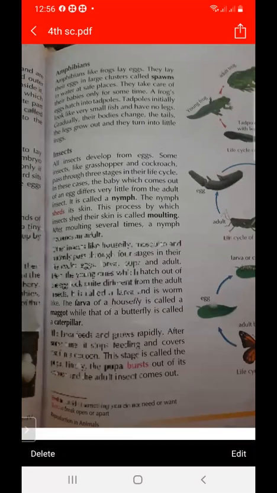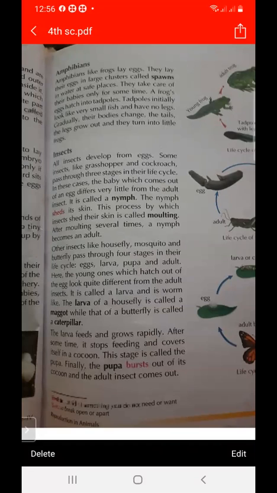And you have to remember what are amphibians. Amphibians are the animals that live both on land and in water. And what is spawn?